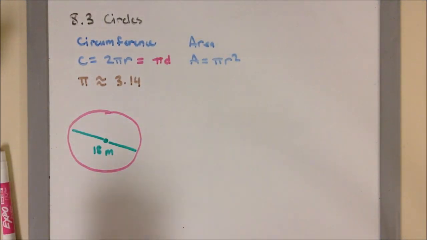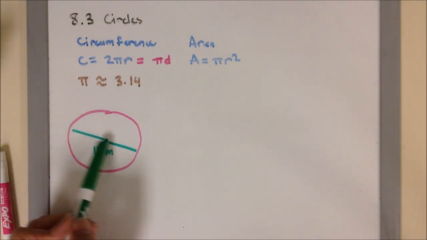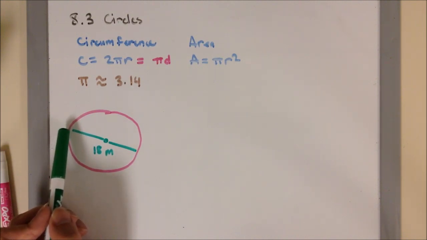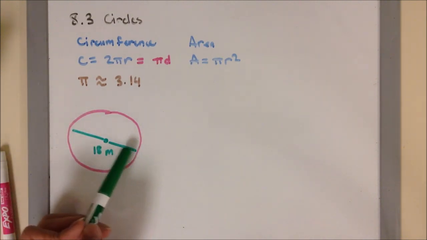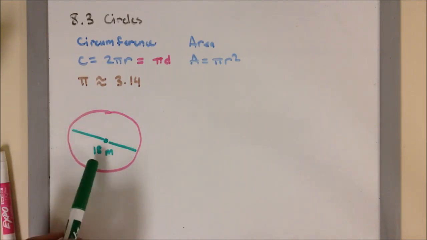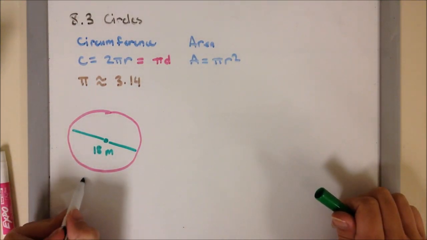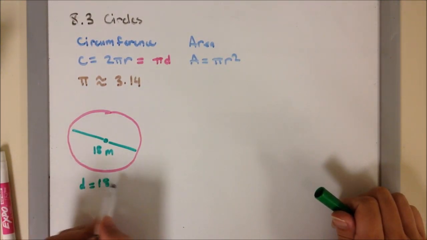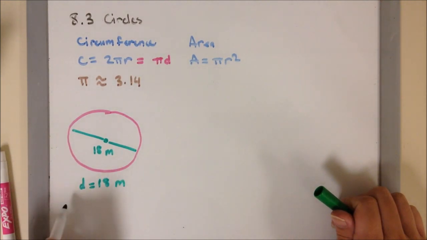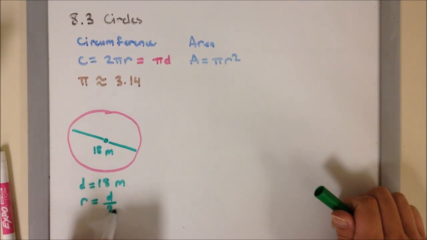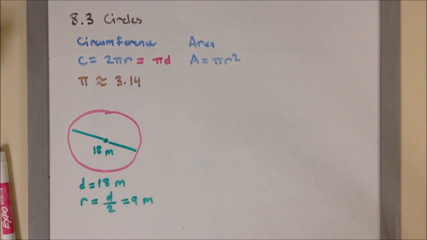In this example, we have a circle where you're given a line that's connecting from one side to the other side of the circle. That means that you were given a diameter of 18 meters. So my diameter is 18 meters. Now, if you were looking for a radius, radius is equal to half of the diameter, or diameter divided by 2, which is simply 9 meters. Now the reason I was looking for a radius is because you might be doing area.